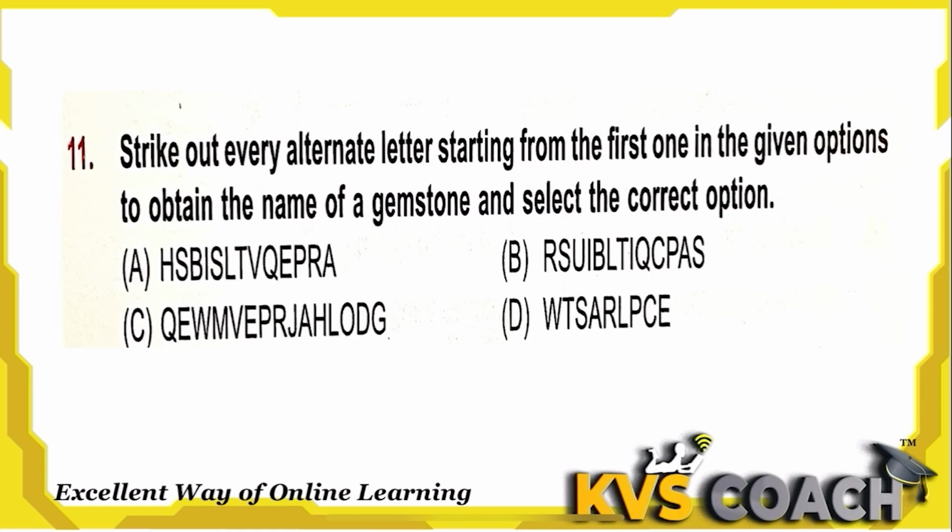Next question is, strike out every alternate letter starting from the first one in the given option to obtain the name of a gemstone and select the correct option. We should obtain a gemstone, so let's check. We strike out from the first one, then every alternate letter. So this is SILVER, silver.